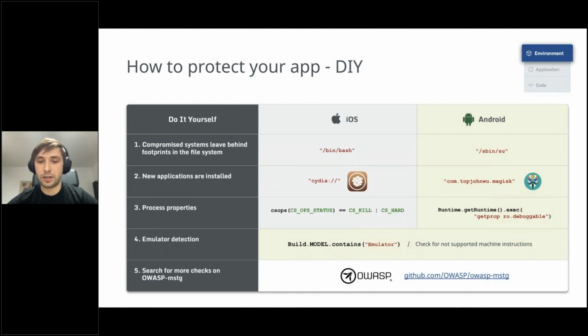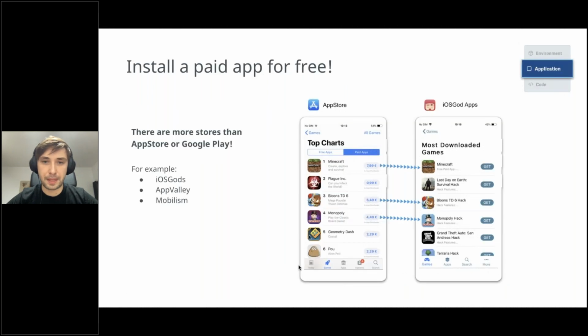But also we can check some unsupported machine instructions. On Android, we can also use the NDK, and the NDK has a native instruction set. But a lot of emulators don't implement all the instructions, so the app would behave differently than normal. So we can use some strange, very rare machine instructions and check if the behavior differs. For more ideas, I recommend going to OWASP MSTG. You can find more there about environment integrity.